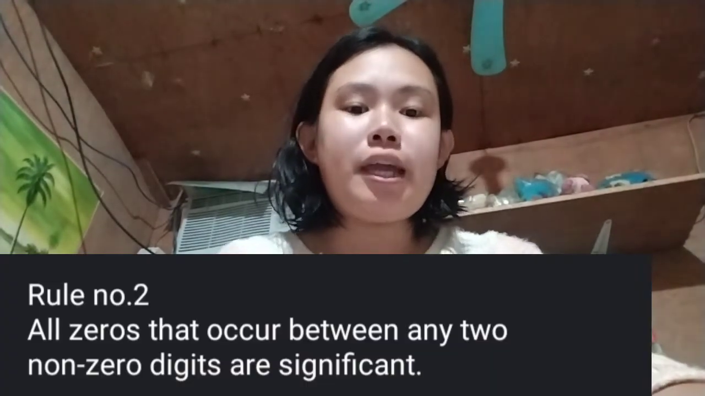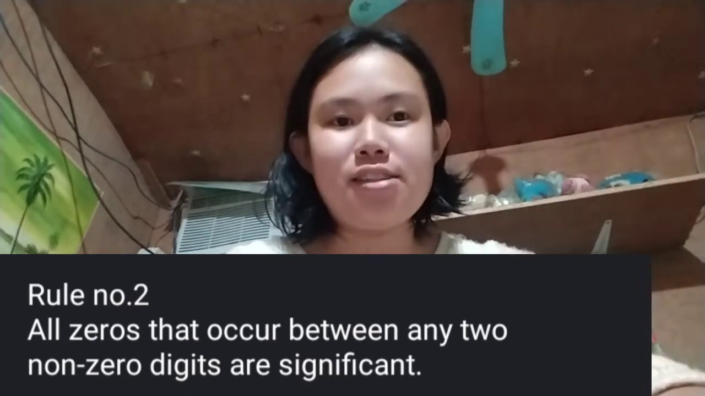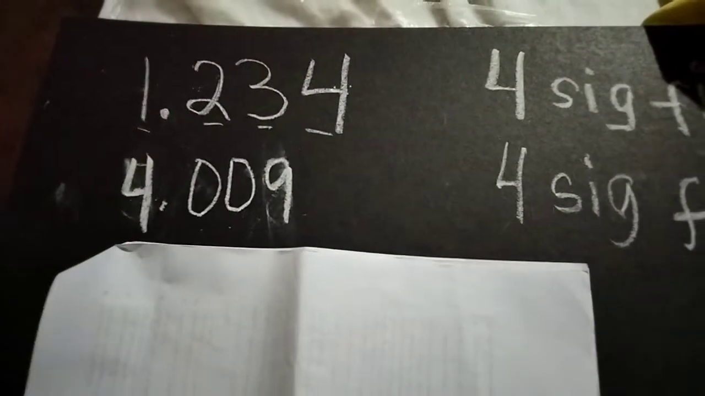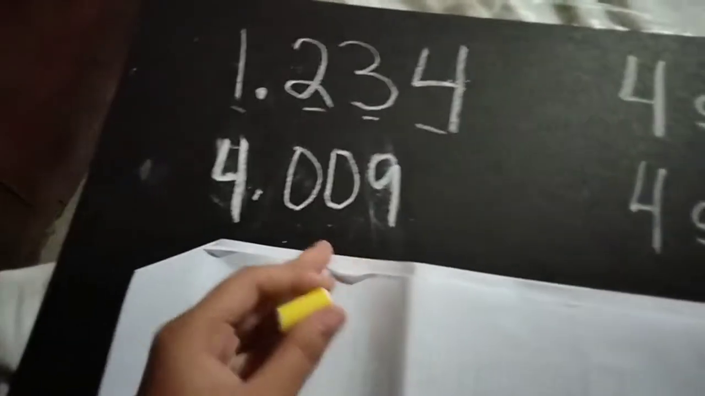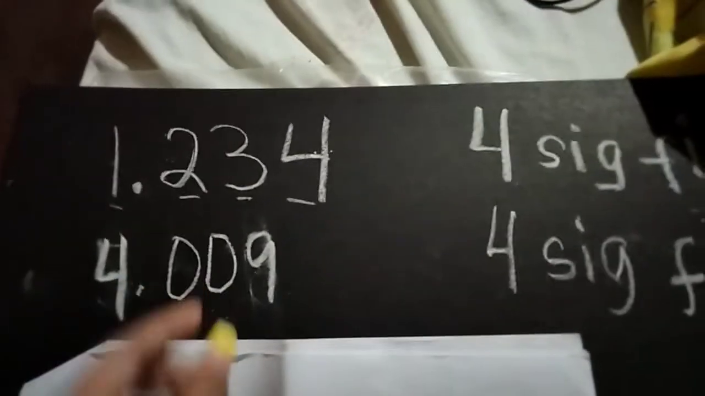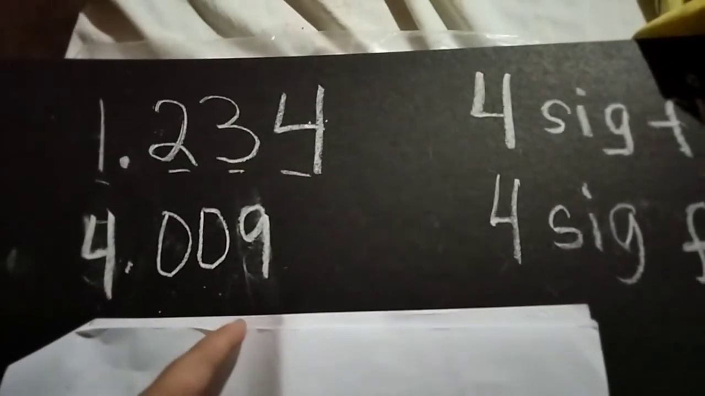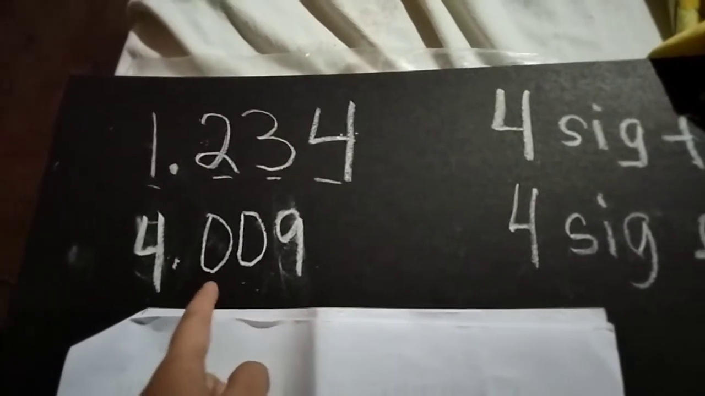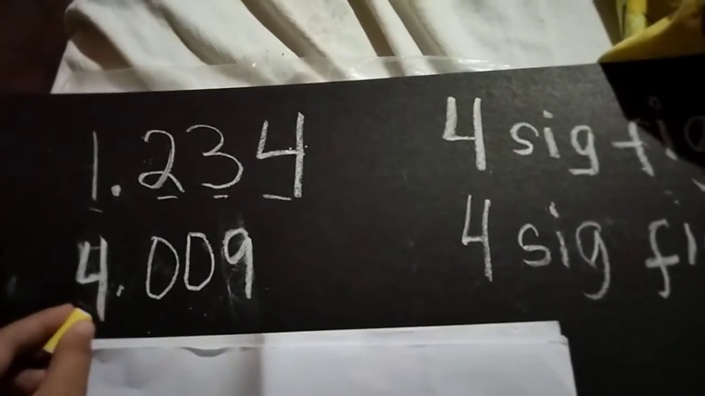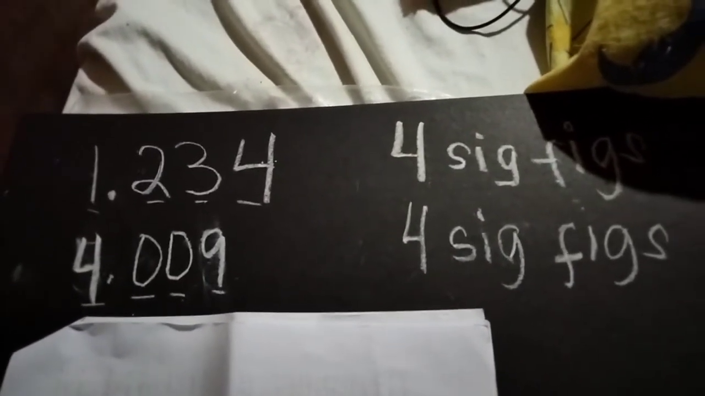Rule number 2: all zeros that occur in between any two non-zero digits are significant. Example number 2: as you see, the 0 is between the 4 and 9. So as rule number 2 says, it is still countable as a significant figure. So 1, 2, 3, 4. There are 4 significant figures in example number 2.